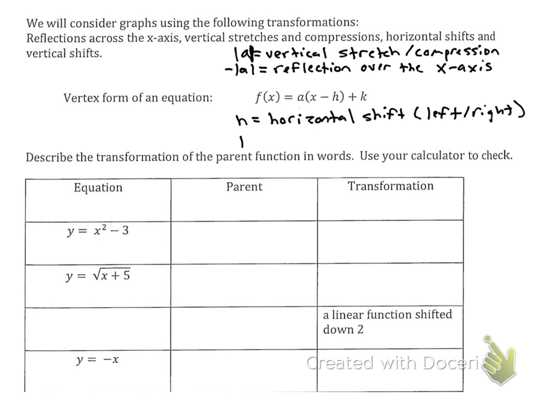So, next we got K, and that tells us our vertical shift up or down, okay? And so whatever K is, that is going to be the number. If it's plus 5, it'll be up 5. If it's minus 5, it will be down 5, which plays into that first equation, y equals x squared minus 3. That minus 3, what do you think that's telling us? Shifted down 3. Yep, down 3, okay?